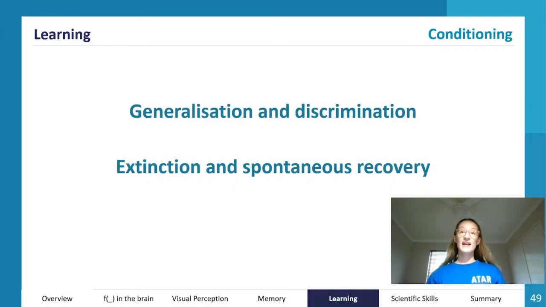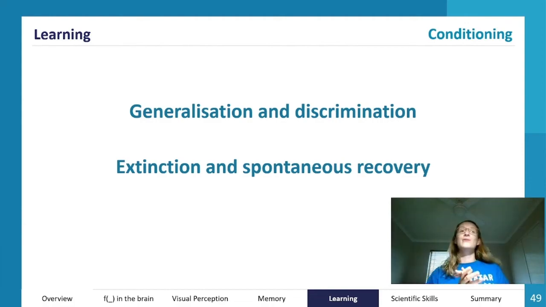On the opposite end of that is discrimination. Stimulus discrimination occurs when something similar to the conditioned stimulus does not produce a conditioned response. So for example, if the white bunny had not made little Albert cry, he would have been exhibiting stimulus discrimination. Or for example, if you were attacked by a dog and that has caused you to be very fearful of dogs, generalization would mean that you're afraid of all dogs, whereas discrimination would be discerning that you only need to be afraid of that particular dog.